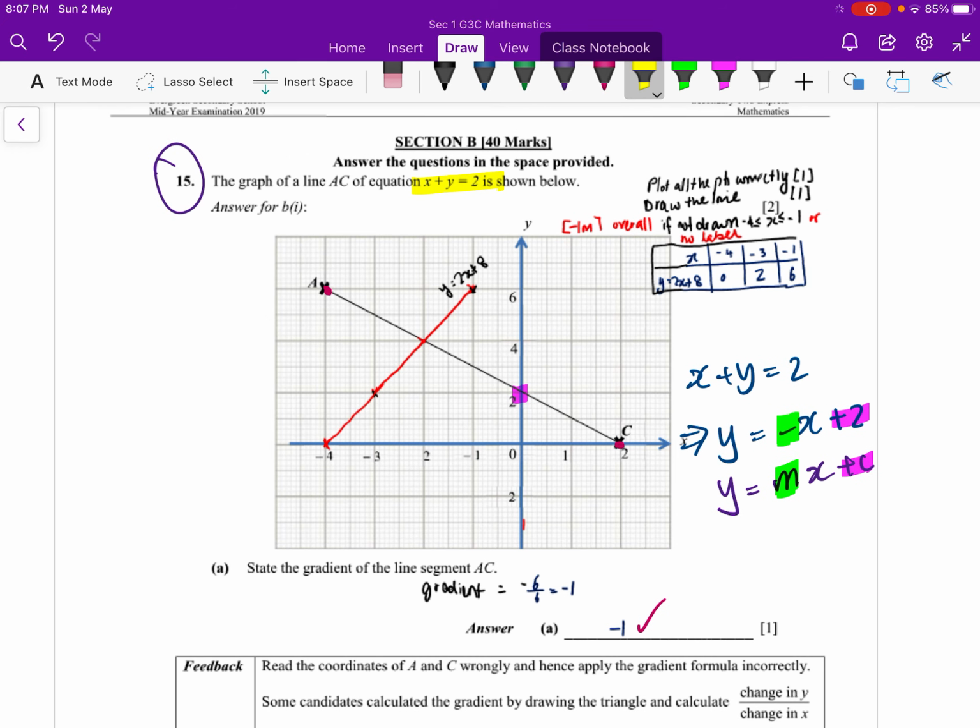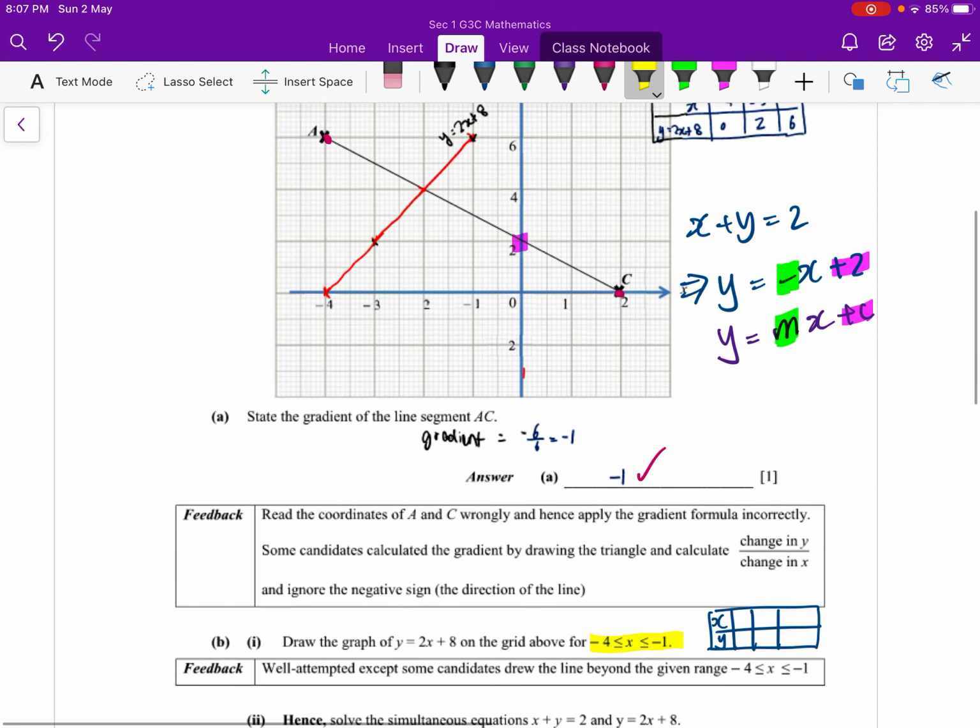Okay, so as you can see, once you manage to plot at least 3 points correctly, you get 1 mark. Joining the 3 points together gives you the second mark. Then you get 1 mark deducted if you do not label, or if you did not draw within the range of negative 4 to 1.